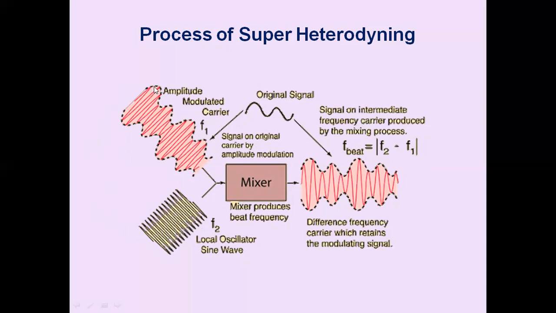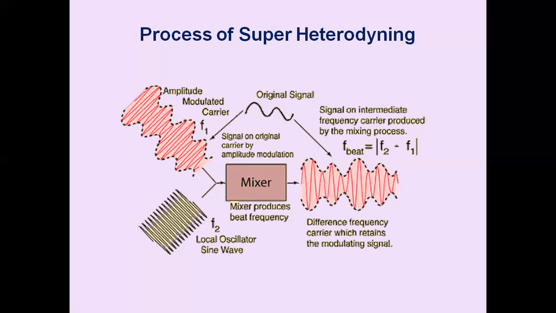That means the modulated signal, the message which is there on the incoming signal frequency, is placed onto the IF frequency. So the difference frequency retains the message signal. The envelope is there on the IF value. So the frequency translation is done.